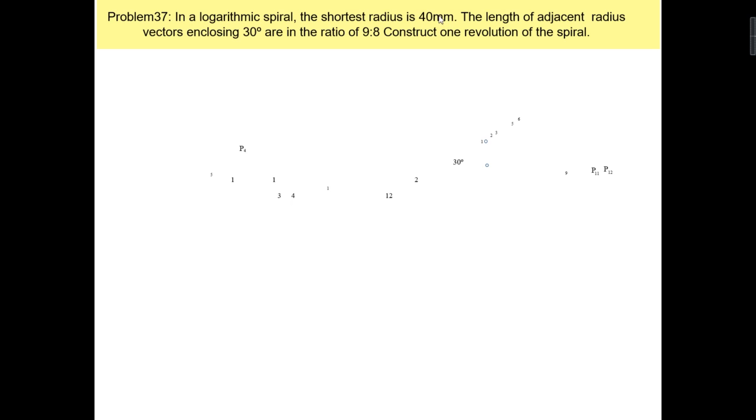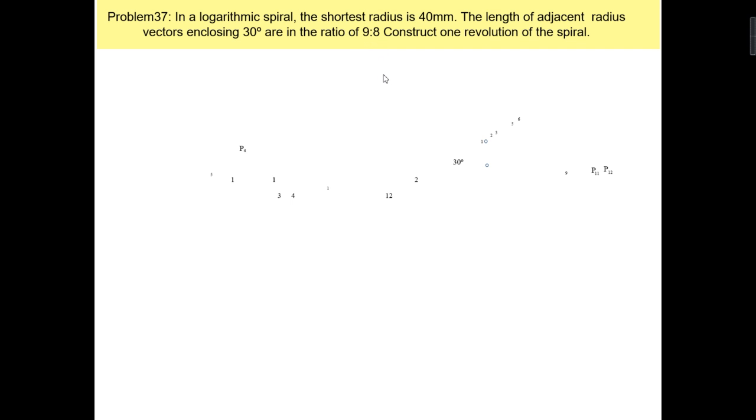That gives you the 45 mm length. Means your point has moved from 40 mm to 45 mm from the pole, right? And you have to construct the spiral of one revolution. So for that, first you have to construct the logarithmic scale. Why? Because as you get the next radius vector length as 45 mm by multiplying with 40 mm, for the next radius vector again you have to multiply 9 by 8 with 45 mm.